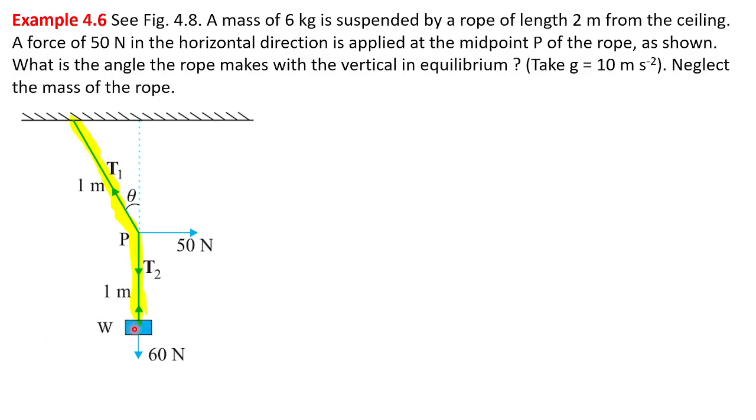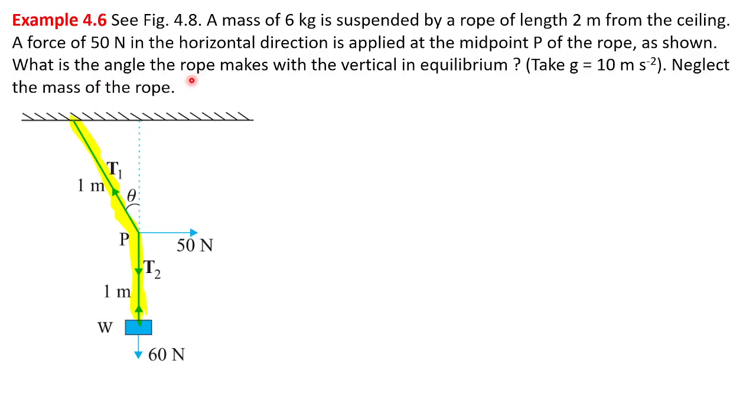Below this rope, a block is attached. The mass of the block is 6 kilogram. The rope has a total length of 2 meter, 1 meter plus 1 meter. From the ceiling, a force of 50 Newton in the horizontal direction is applied at the midpoint of the rope. This entire thing is rope. At the middle of the rope, a horizontal force of 50 Newton is applied, as shown in the diagram.